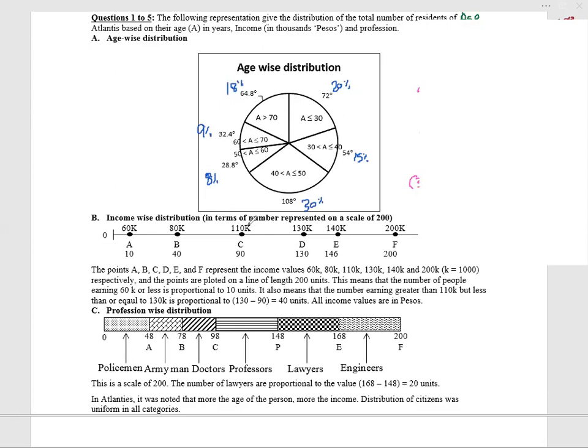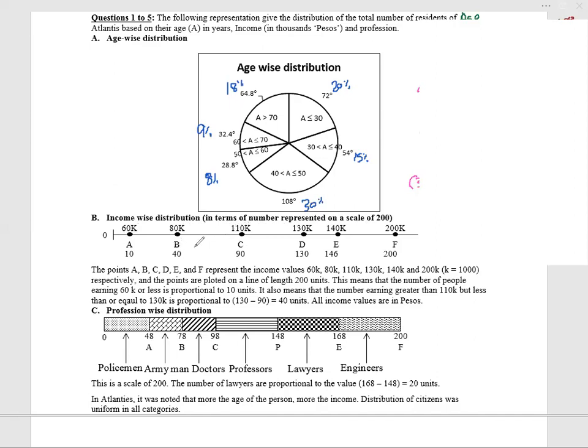Income-wise distribution, in terms of number of people, is represented on a scale of 200. Like, up to 60K, 10 out of 200. Up to 80K, 40 out of 200. So between 60 to 80, there are 30 people. Between 80K to 110K, there are 50 people.